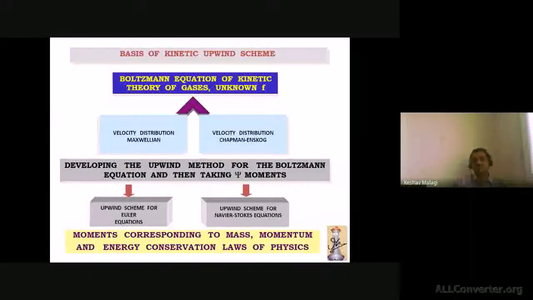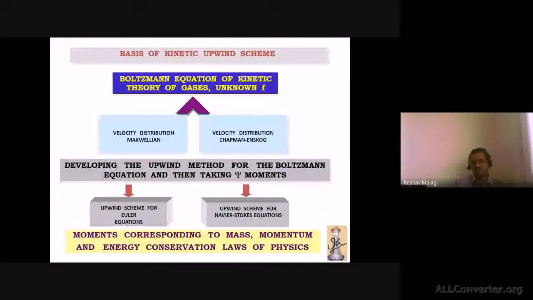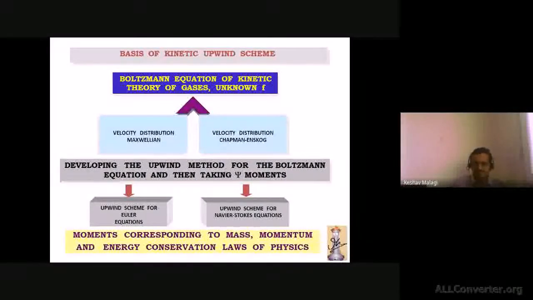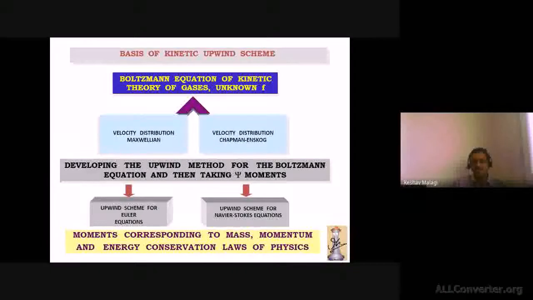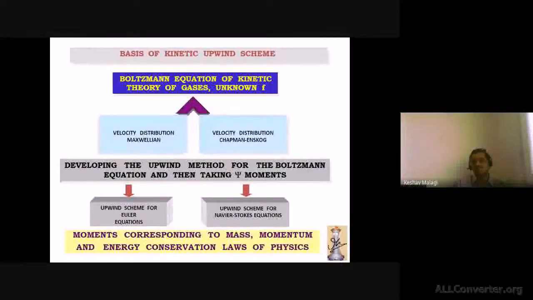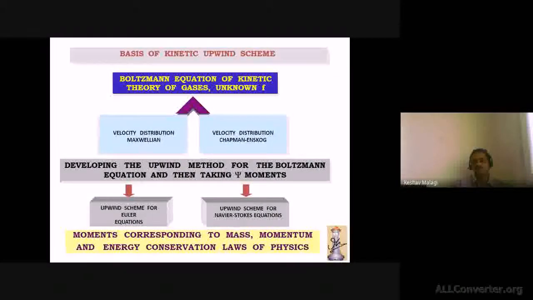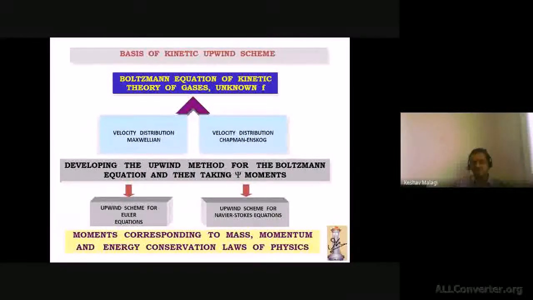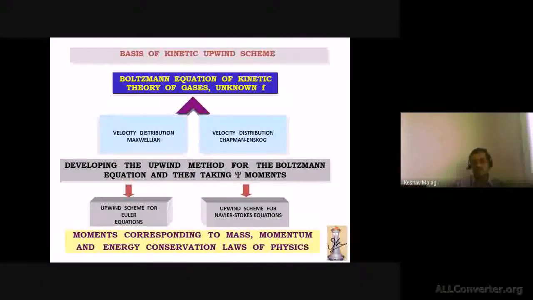In kinetic flux vector splitting, this is based on kinetic schemes. Here we derive the Euler equations starting from the Boltzmann equation. The Boltzmann equation is a kinetic representation of gases, and there is a certain thing called the velocity distribution. If you take the Maxwellian, you will get the Euler equations. If you take Chapman-Enskog, you will get the Navier-Stokes equations. You take the moments of those distributions and you will get the equations. So kinetic schemes use the property of the kinetic representation of gases, which when you take moments will give you equations at the Euler level, that is at the continuum level.